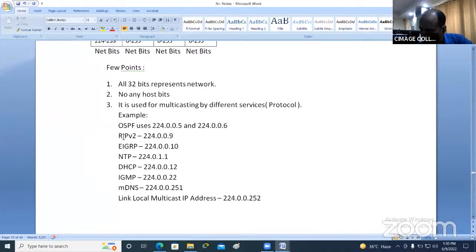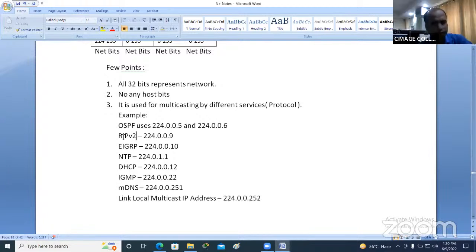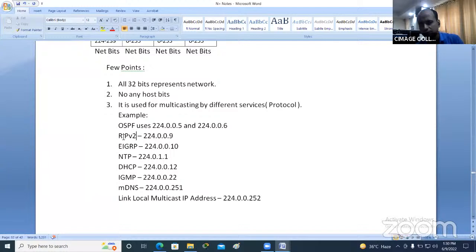Sir, do you use any protocol? Yes sir. Which protocol? Like DHCP? Because most of the time you get connection to any network, and in that network you get an IP address. But that IP address is provided by DHCP, and DHCP also works on multicasting, and for this multicast transmission it uses 224.0.0.12.